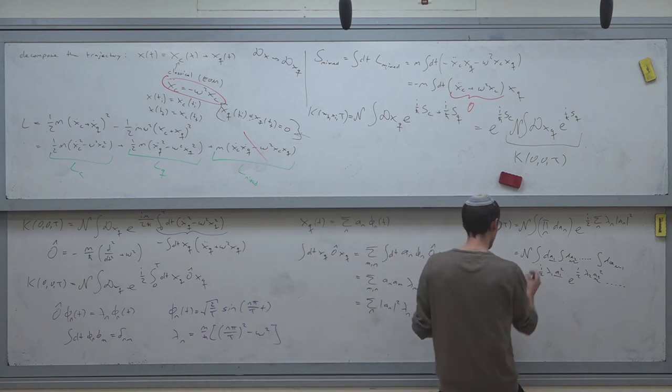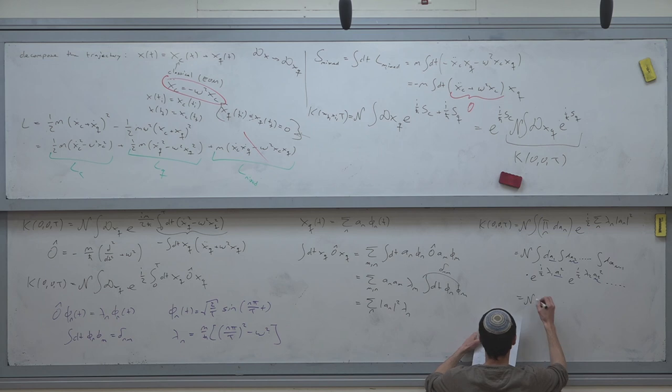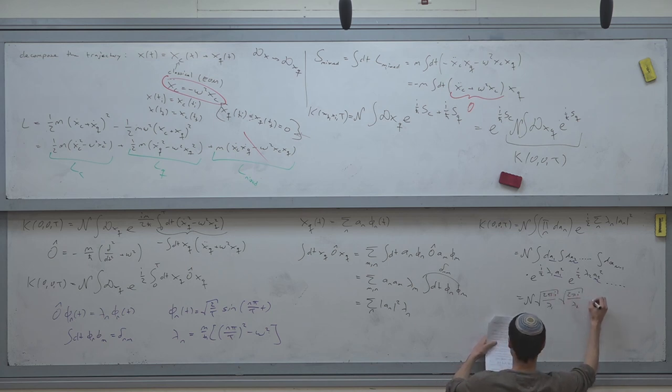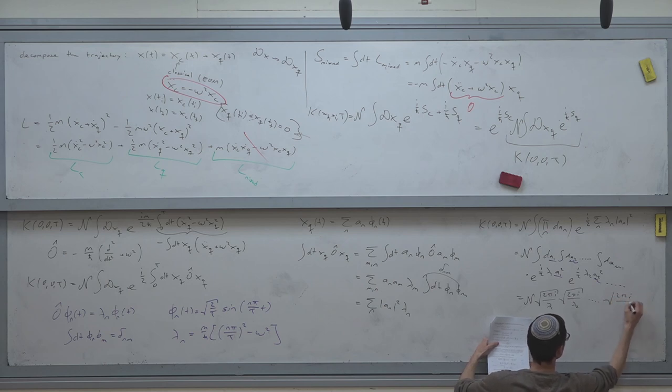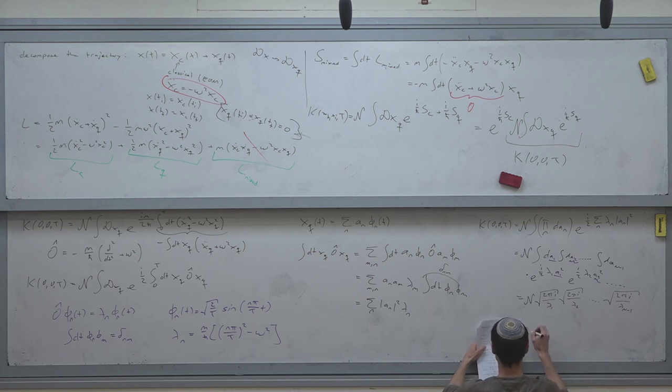So let's do that. When you solve all of these integrals, normalization constant, and then you get 2 pi over i lambda 1, and then 2 pi i over lambda 2, and so on, 2 pi i over lambda n minus 1. Technically, let's take all of the 2 pi i's and put them inside n, and we'll worry about that later. So you could just write this as some new normalization constant times the product from n equals 1 to capital N minus 1 over all lambda n's to the power of minus 1 half.